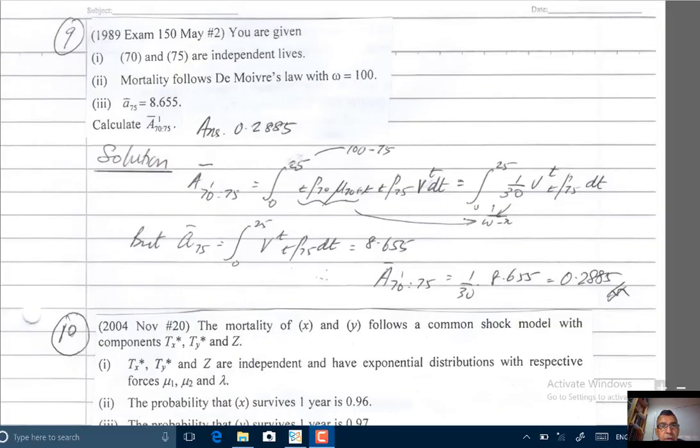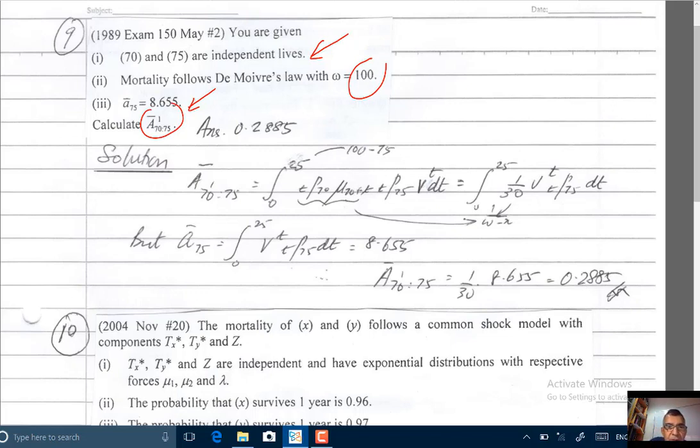Next question. You are given 2 lives, age 70 and 75, independent lives. Mortality is as per De Moivre's law. Omega is 100. They gave me A bar 75, 8.655, and they asked me to find this life assurance function, which is based on contingent probabilities.